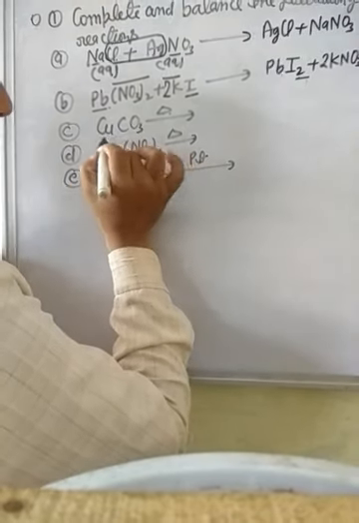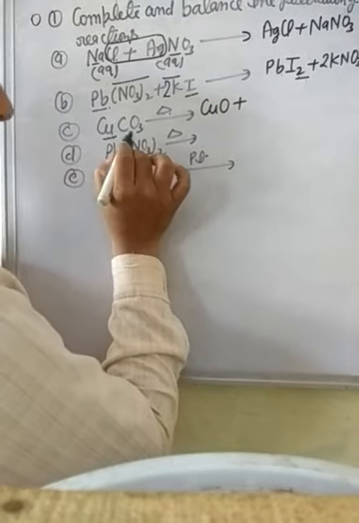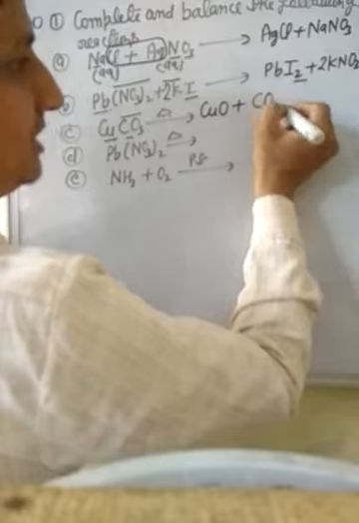Next point, we heat copper carbonate. When we heat copper carbonate, we get CuO, copper oxide. CuO is removed from copper carbonate, we get CO2, carbon dioxide.